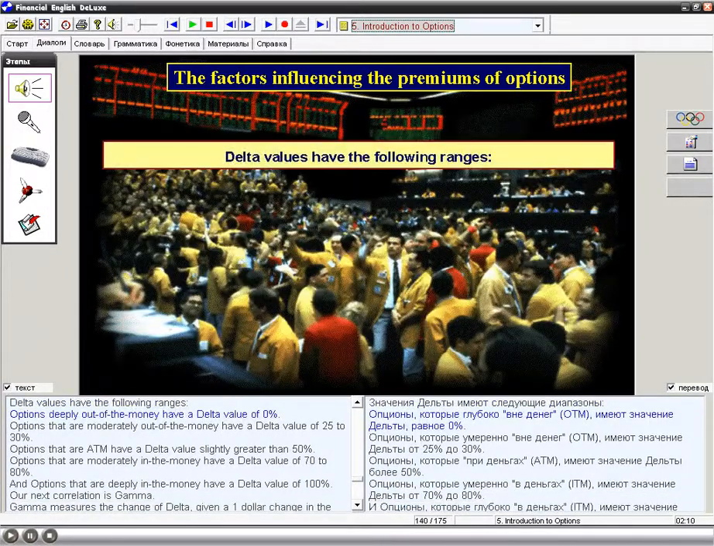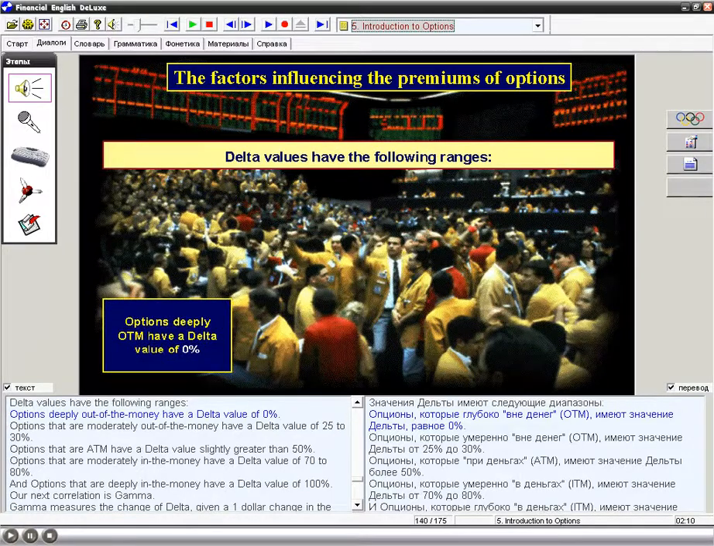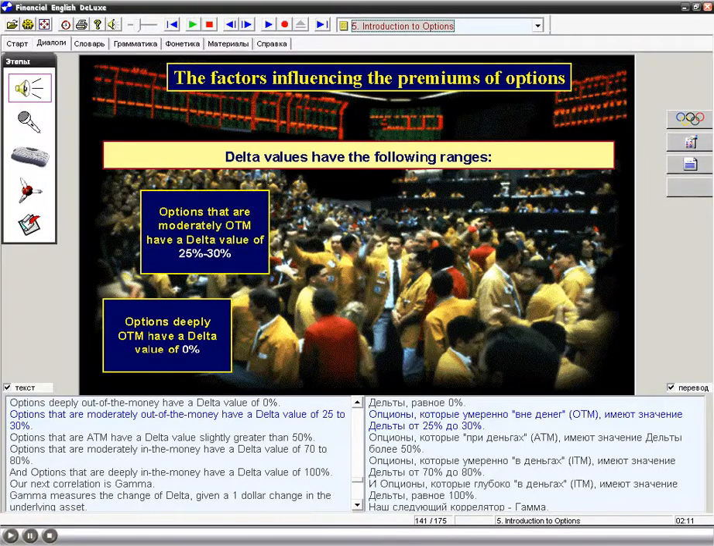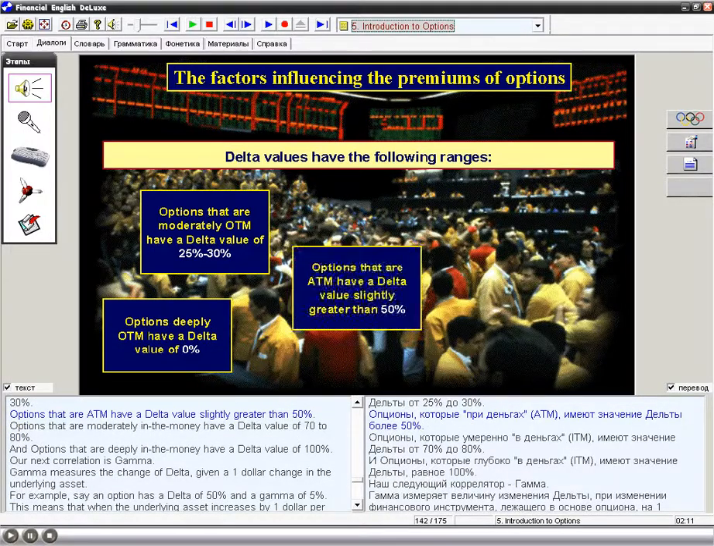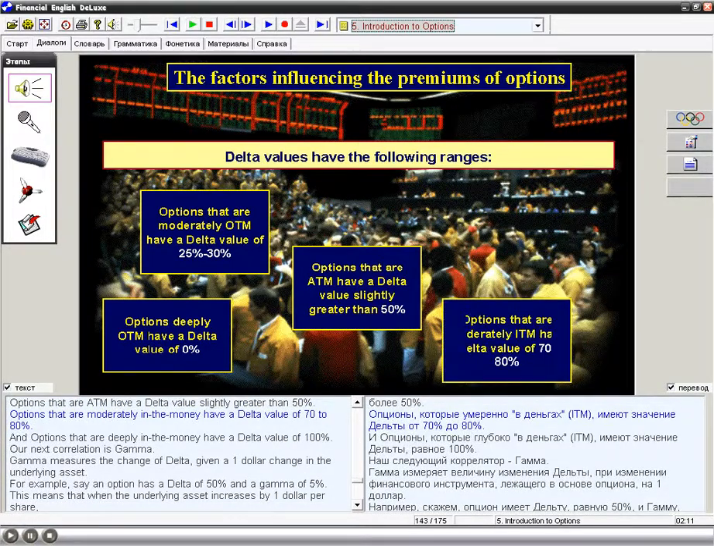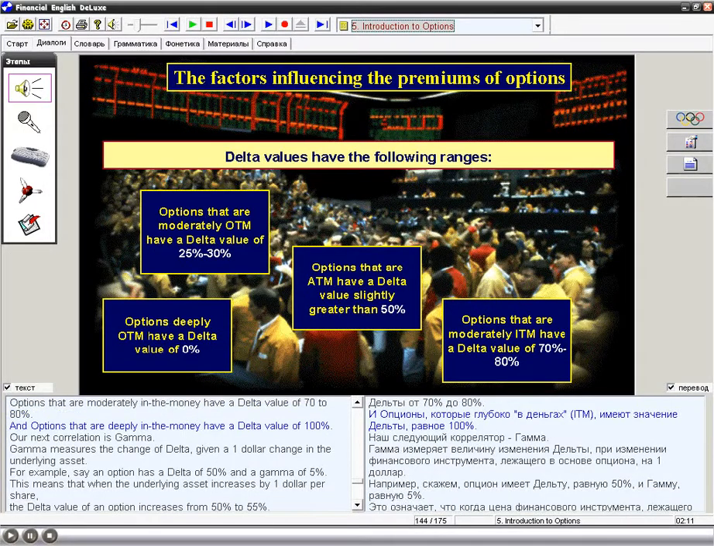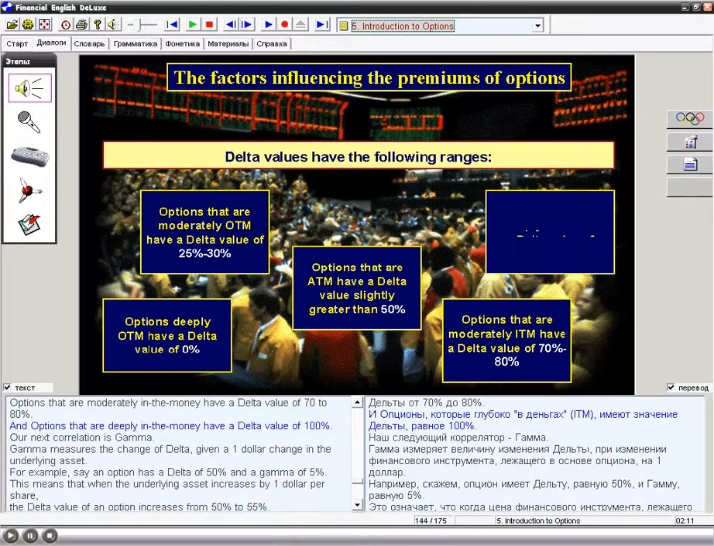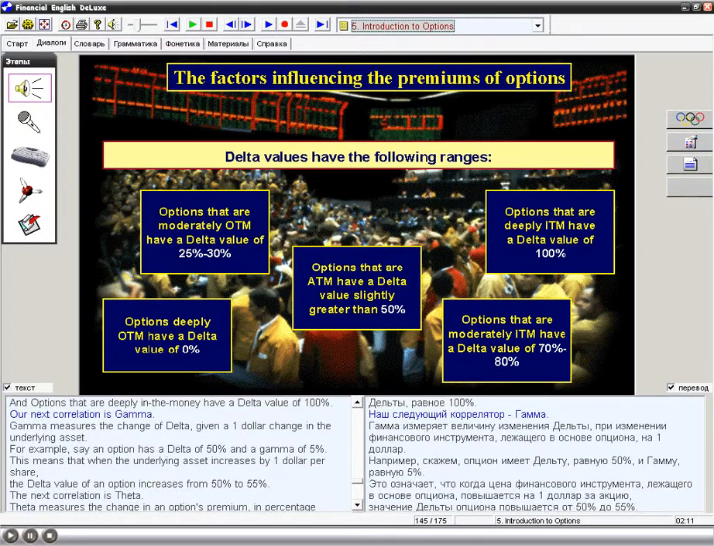Now, delta values have the following ranges. Options deeply out of the money have a delta value of 0%. Options that are moderately out of the money have a delta value of 25 to 30%. Options that are at the money have a delta value slightly greater than 50%. Options that are moderately in the money have a delta value of 70 to 80%. And options that are deeply in the money have a delta value of 100%.